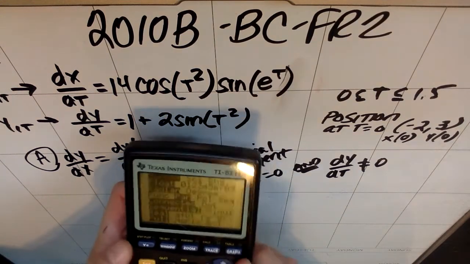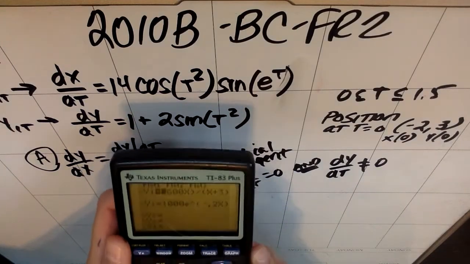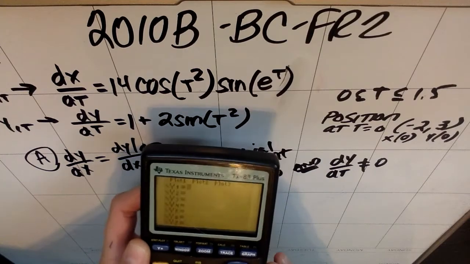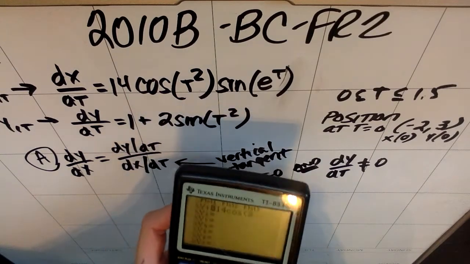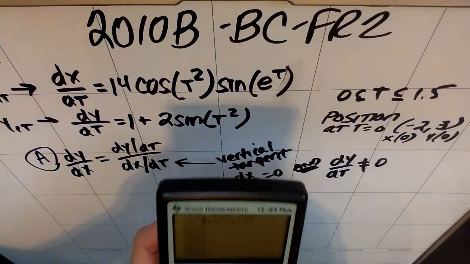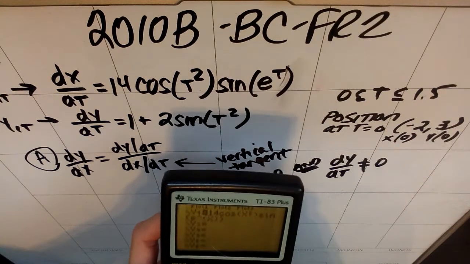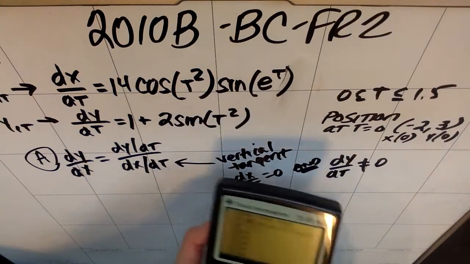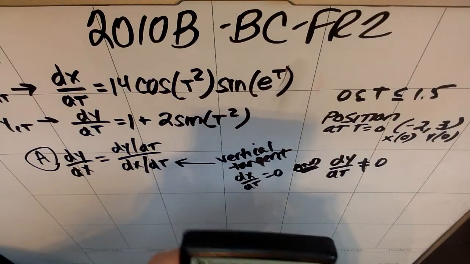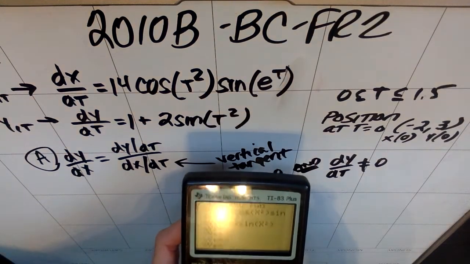So I'm going to go to mode, I'm going to go to function, right? And these are functions from a previous problem, and I'm going to put in exactly what my functions are, but instead of using t, I'm going to use x because I'm in function mode. So 14 cosine of x squared, sine of e to the x, right? And for my y2, I'm going to put in 1 plus 2 sine of x squared.